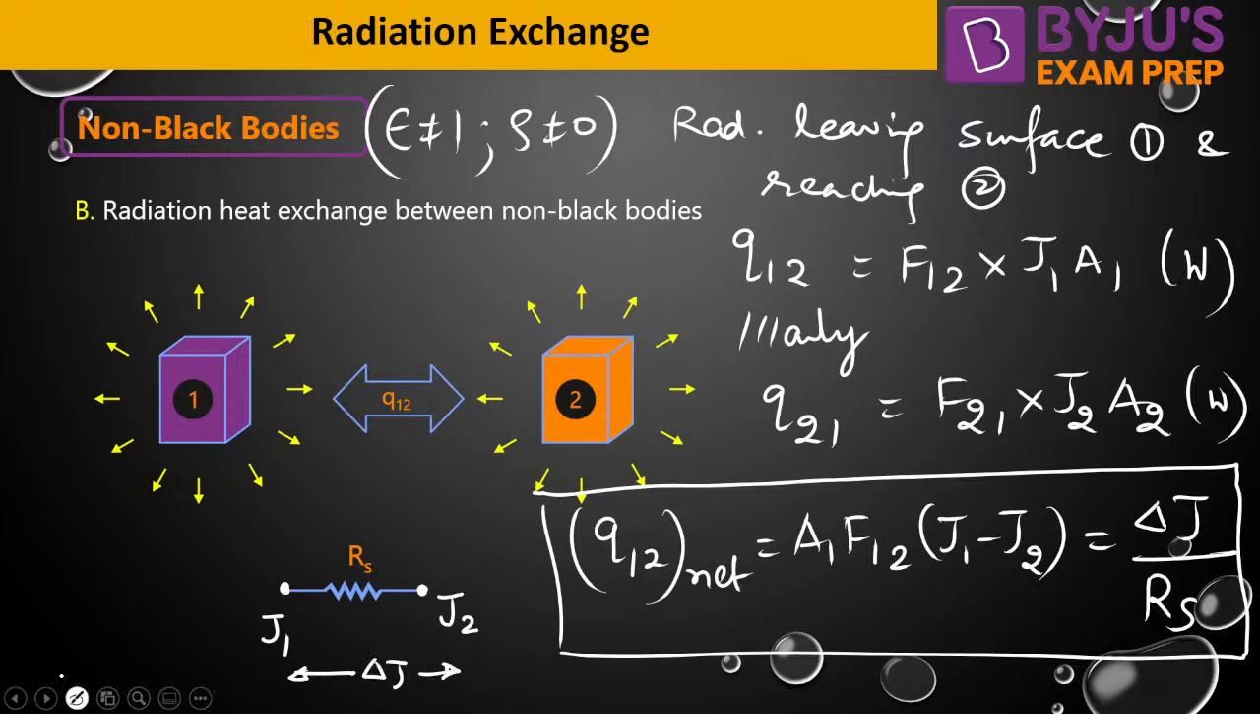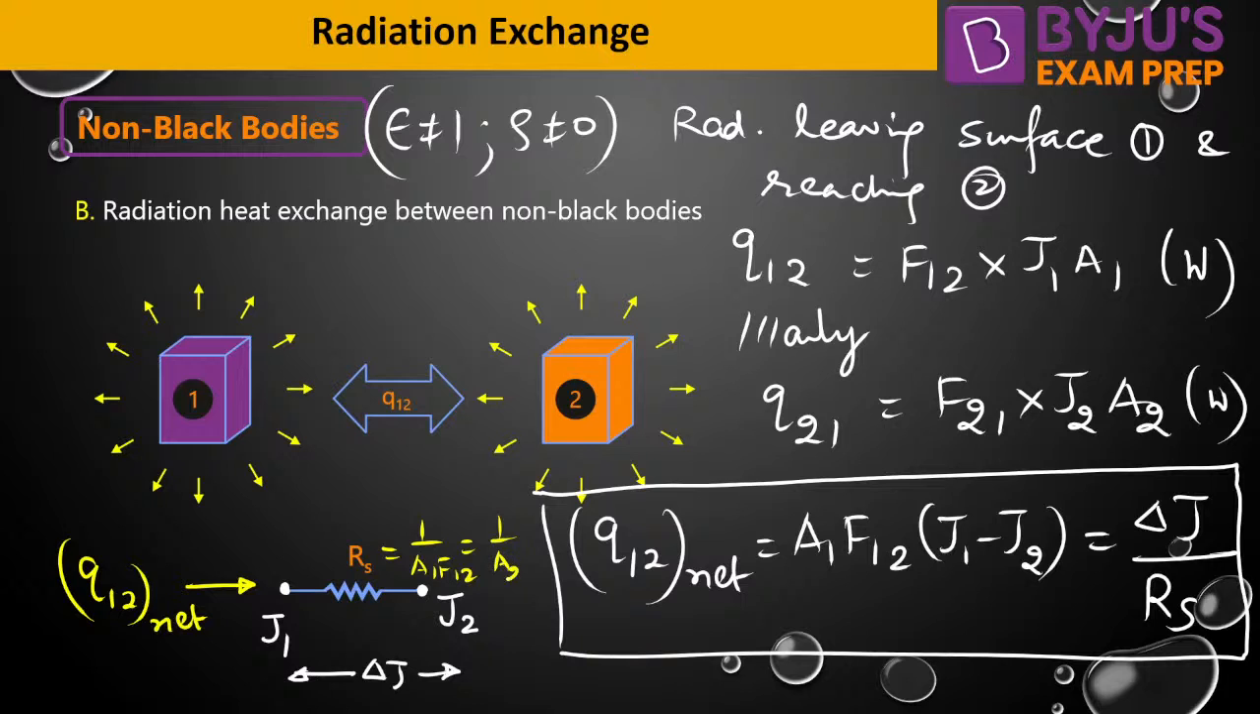So we can write Q1 to 2 net as J1 minus J2 upon either A1 F1 to 2 or 1 upon A2 F2 to 1. That is the space resistance between 1 and 2. Now, how to calculate J? That is a difficult task for a non-black body.